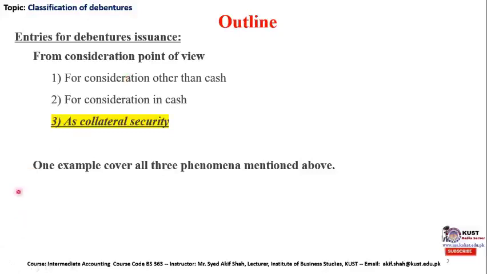And at the end of this lecture, we will discuss one numerical example which will cover all the above three phenomena in one go. That is, we will discuss an accounting entry for consideration other than cash, for consideration in cash, and finally as a collateral entry.